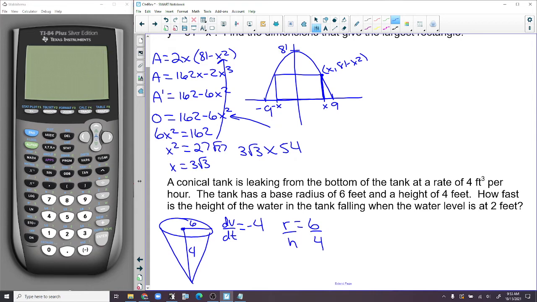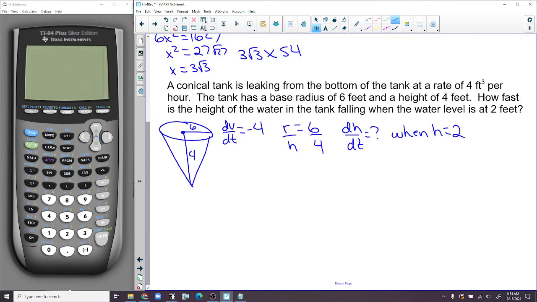How fast is the height of the water in the tank falling? So what's dH/dt when the water level is at 2 feet? So when h is at that instant in time, right when h becomes 2, how fast is the level falling?